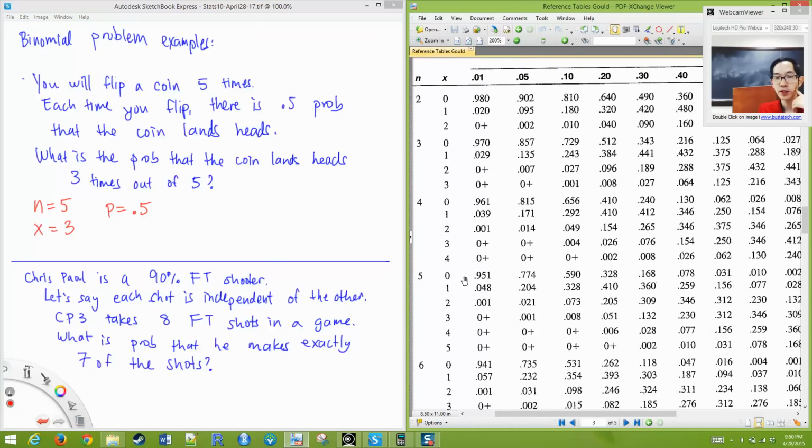Okay, so I want you to figure out what n, x, and p are for the Chris Paul example. Don't shout them out. Yeah, if you want to look it up in the table, you can as well.